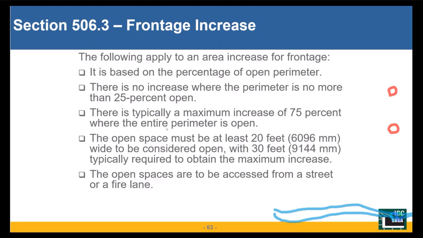That's the maximum limit. So if you see a building on a lot and there is open space all around it, per the bullet point that talks about the 20 feet and 30 feet, let's say it's 40 feet all around, the allowable area you can increase by a factor of 1.75. So you multiply by 1.75, which is the 75% increase only. The open space must be at least 20 feet wide to be considered open and 30 feet maximum. The open space is to be accessed from a street or a fire lane.